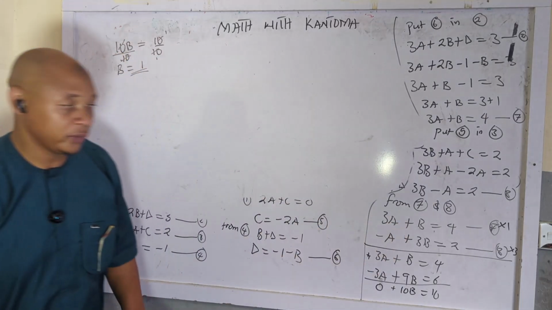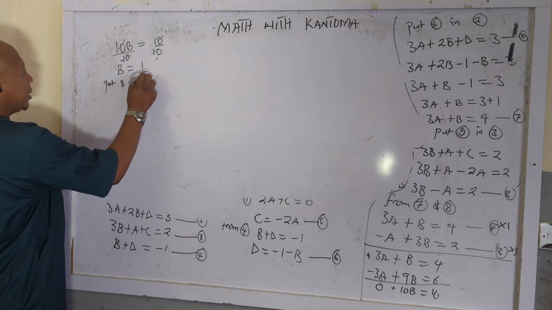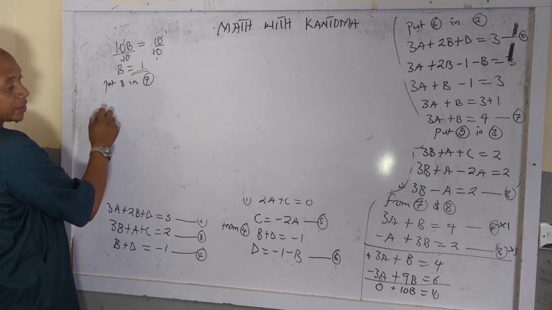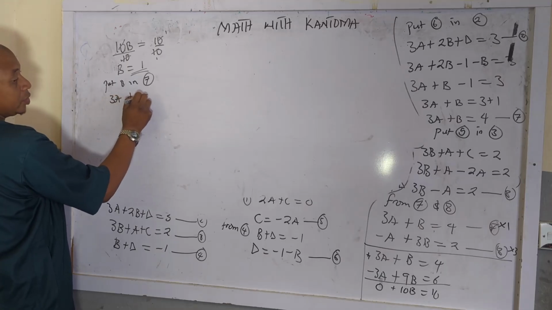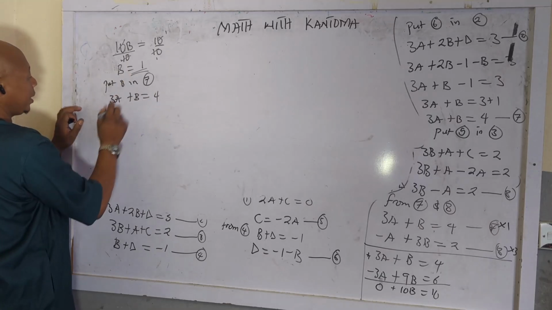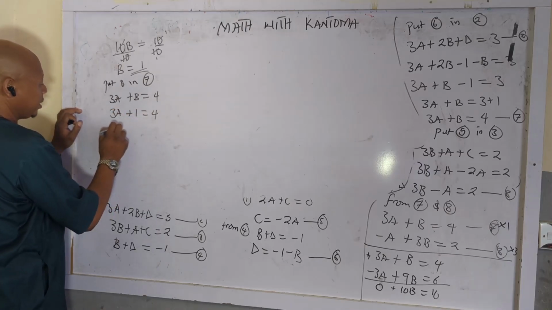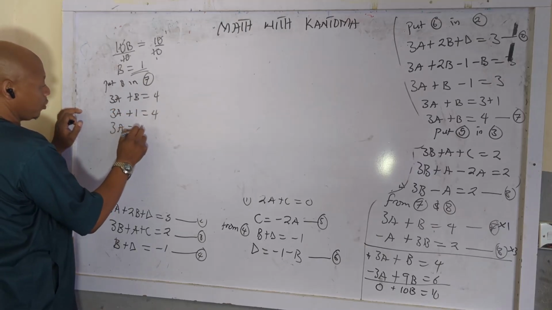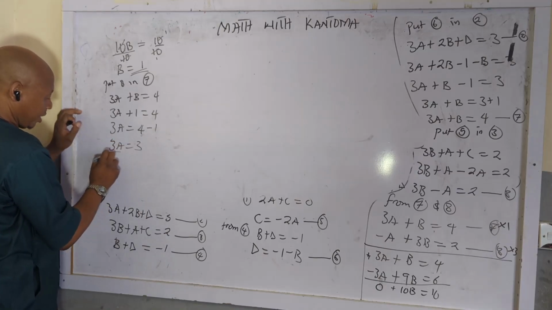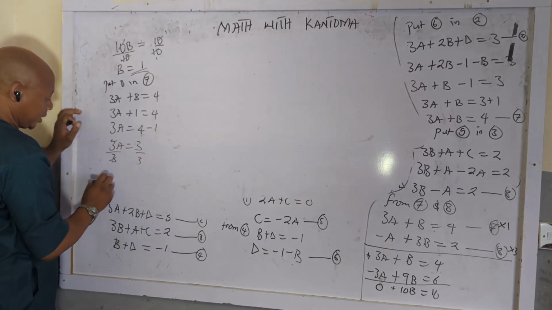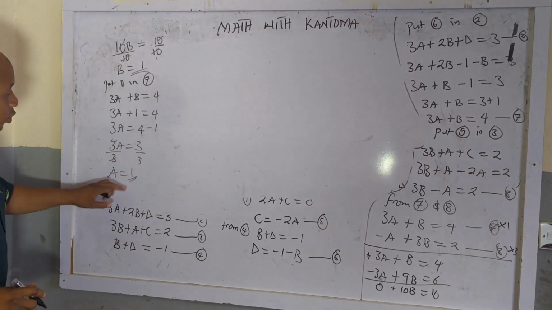So now let's put the value of b in equation 7. Equation 7 is 3a plus b is equal to 4. So when b is 1, I have 3a plus 1 is equal to 4. So 3a is equal to 4 minus 1. 3a is equal to 3. So divide both sides by 3. 3 goes with 3, so a is equal to 1 also. So when b is 1, a is also 1.